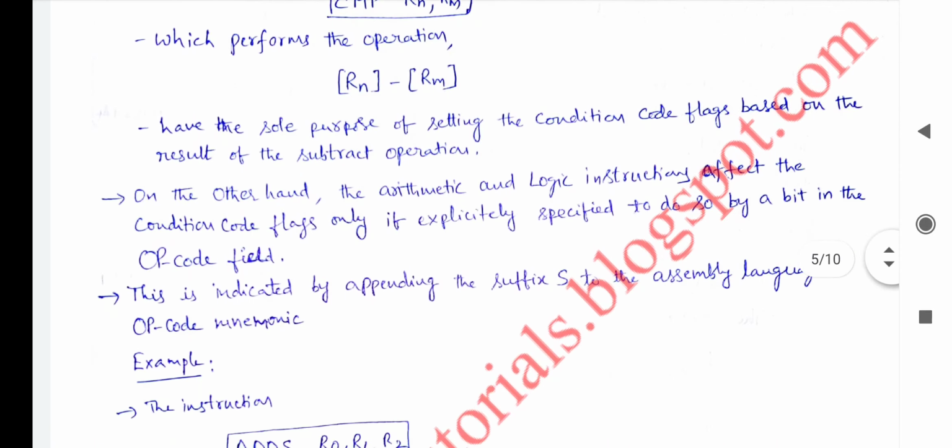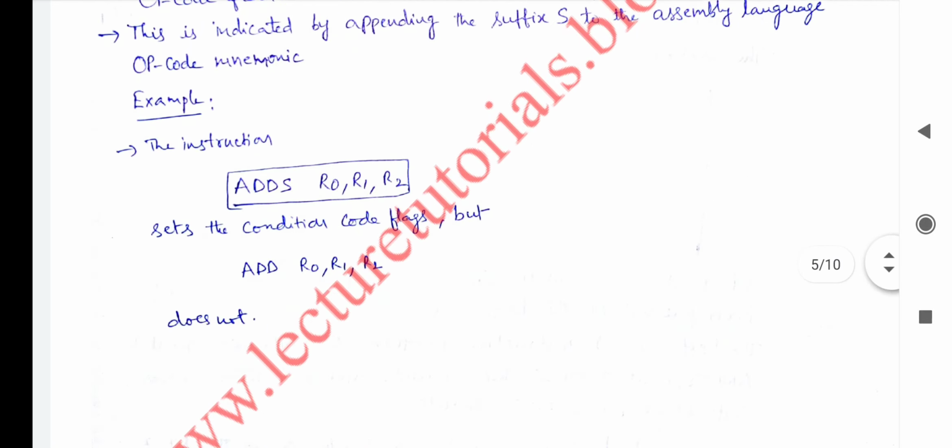On the other hand, the arithmetic and logic instructions affect the condition code flags only if explicitly specified to do so by a bit in the opcode field. This is indicated by appending the suffix S to the assembly language opcode mnemonic. For example, the instruction ADDS R0, R1, R2 sets the condition code flags, but ADD R0, R1, R2 does not.